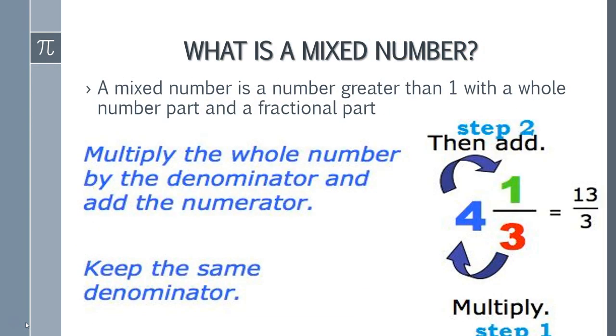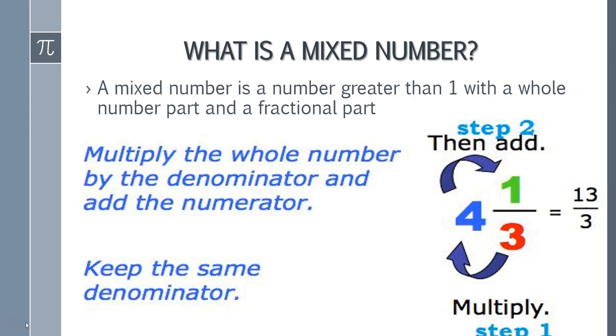A mixed number is a number greater than 1 with a whole number part and a fractional part, as you can see in the example. In the example of 4 1/3, 4 is the whole number part and 1/3 is the fraction. You can transform a mixed number into an equivalent fraction or an equivalent fraction into a mixed number. In the picture above, we're transforming a mixed number into an equivalent fraction.